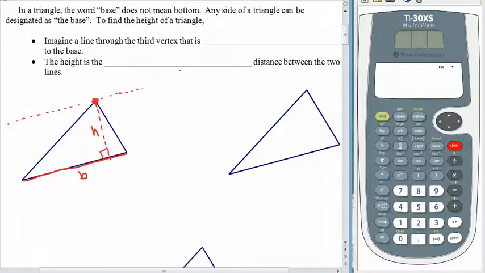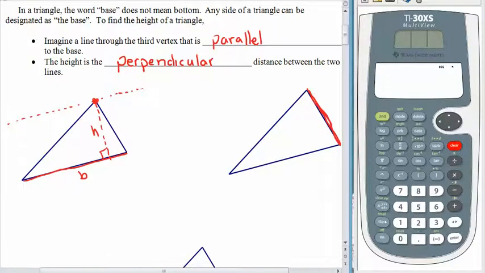All right, so we should probably fill in some blanks up here. We're going to imagine a line through that third vertex. This is this corner here that's not touching the base. That is parallel to the side that we've decided to call the base. And the height then is the perpendicular distance between them. Oops, that's not a very good R, is it? Perpendicular distance between them.